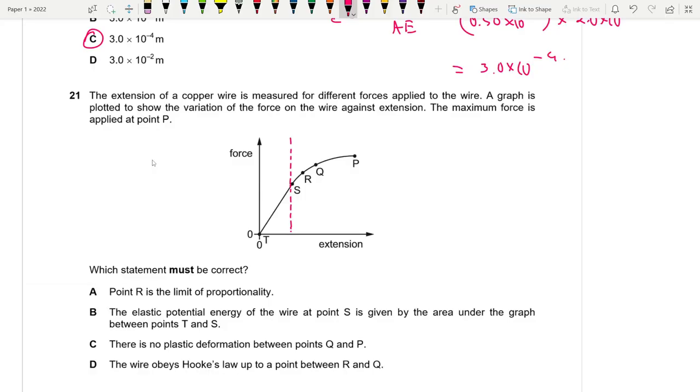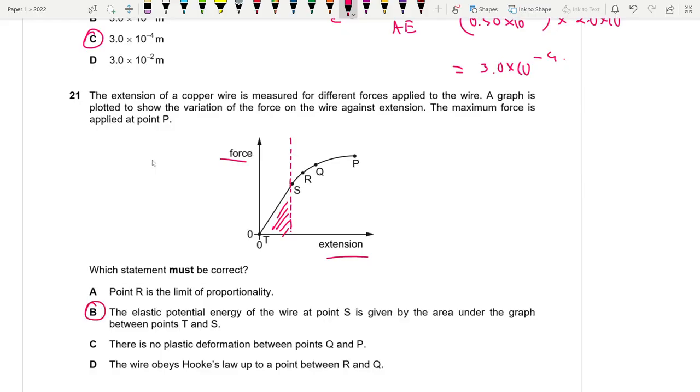Impossible. S might be the limit of proportionality. The elastic potential change of the wire at point S is given by the area under the graph between points T and S. This is an FX graph. Please check that. If it was an XF graph, it would have been different. This is an FX graph. So yeah, this seems okay.